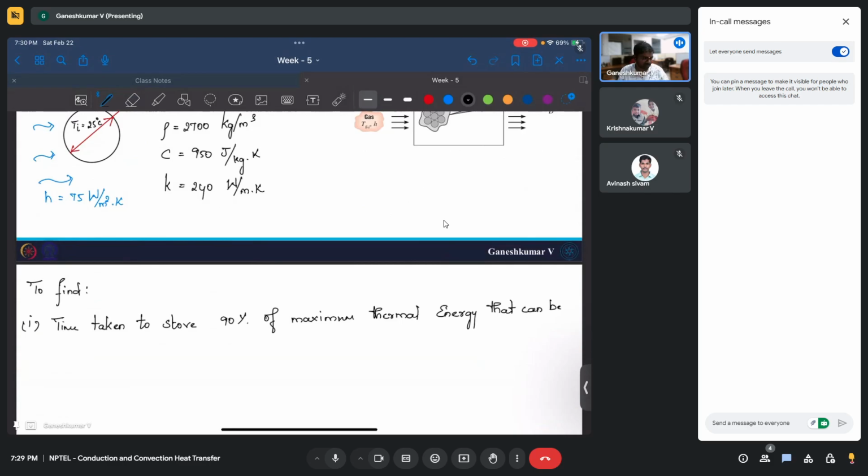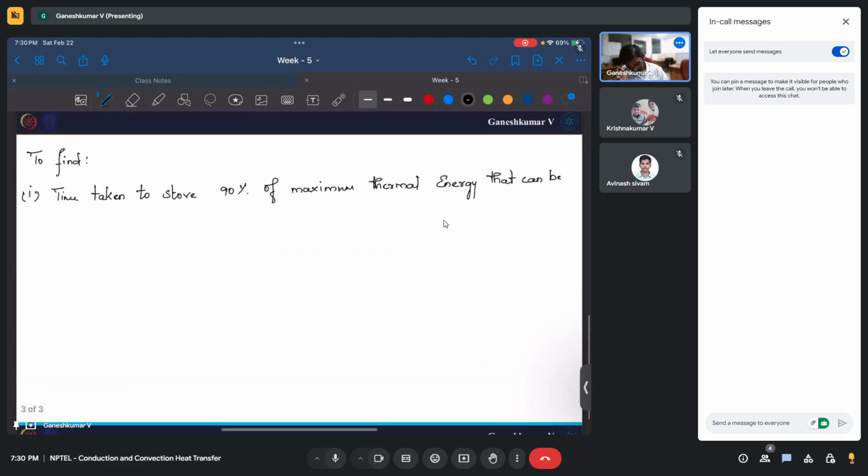So first you need to know what is the maximum thermal energy that this can store, and then you need to find the time for only 90% of that. Okay, maximum thermal energy that can be stored.